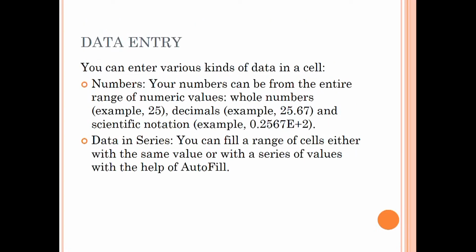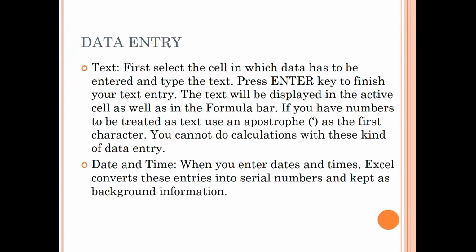Now, if we talk about data entry, you can enter various kinds of data in a cell. First is numbers. Your numbers can be in the form of the entire range of numeric values: whole numbers, example 25; decimal numbers, example 25.67; and scientific notations, example 0.256E+2, that's a scientific number. The next is the data in series. You can fill a range of cells either with the same value or with a series of values with the help of autofill.